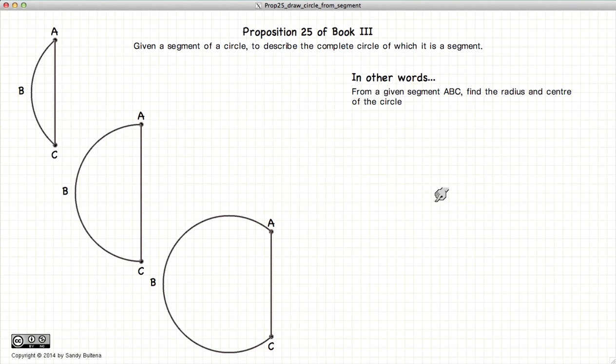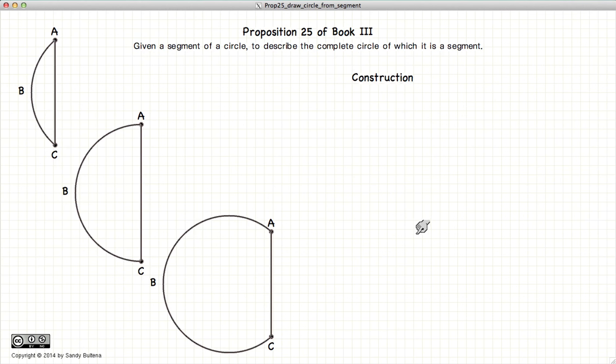This video presentation is going to be on Proposition 25 of Book 3, which basically states that if we have a circle segment, and here I'm showing three different types of circle segments, then it is possible to find the radius in the center of the circle, or in Euclid's words, to describe the complete circle.